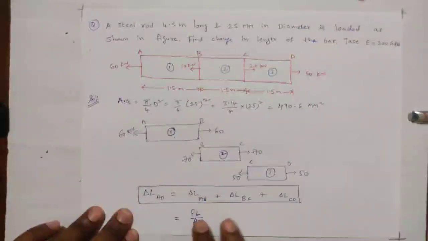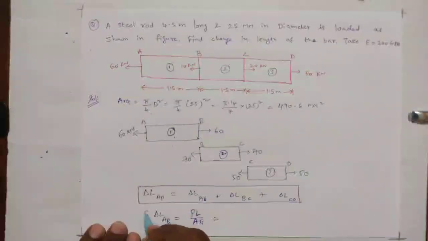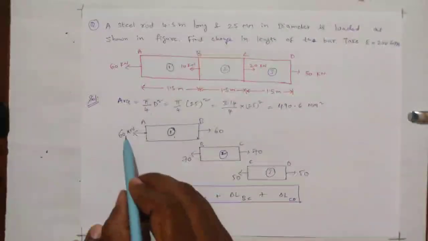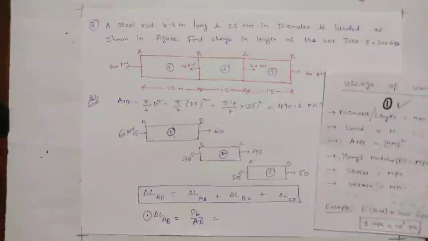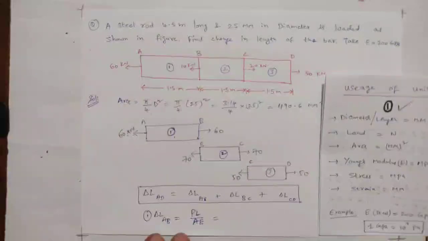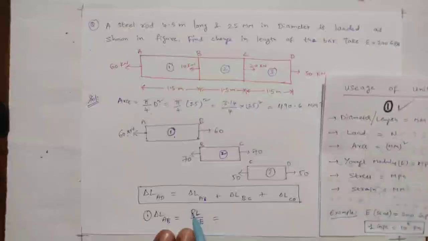Here I will find out the change in length of first AB, that is delta L AB. Delta L AB is equal to PL by AE, that is the formula, and here P means load. This is for part 1. Okay, we are finding for part 1. P load is 60 kilonewtons. As I have told you previously, we will always take load in newtons. So P value is 60 kilonewtons, so we need to take 60 into 10 cube, that is Newton.